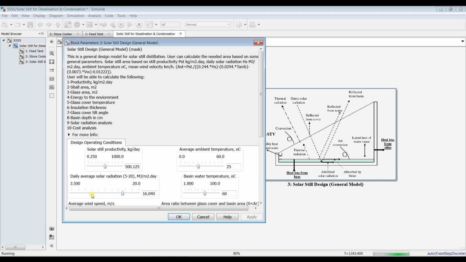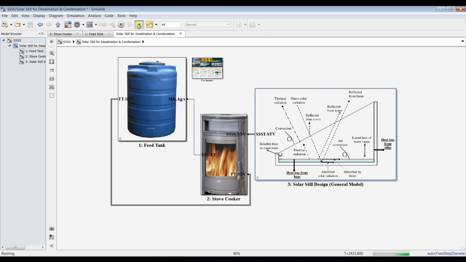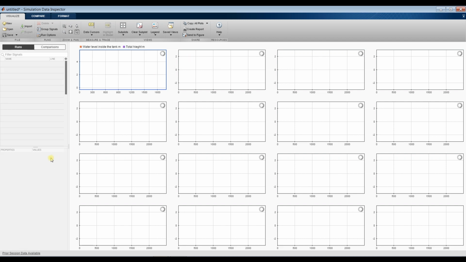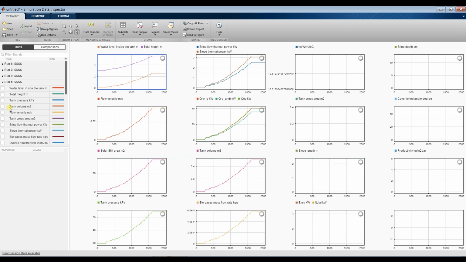Okay, that's enough for this. Okay, 17. Let's increase the patient temperature up to 65 or 70. Okay, let's hit stop and see our results. Click here, data inspector, and you can compare results. These are the results of run number 3, and we have here run number 4.